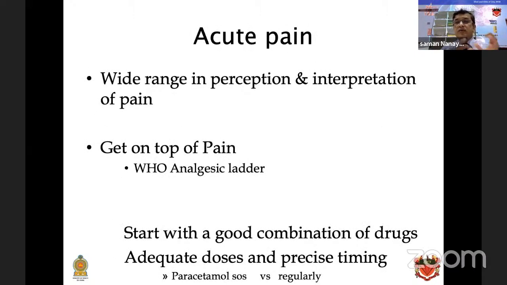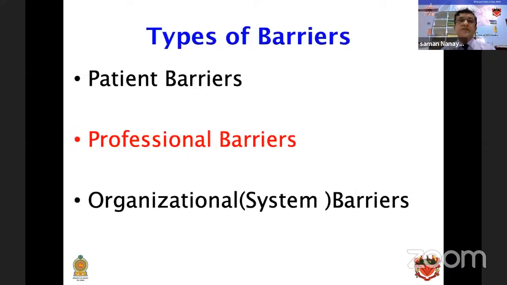So for the same surgery, different patients can have mild pain, moderate pain, or severe pain. That is because the world is different, society is different, pain perception is different. Don't compare 2 patients. That patient didn't have that much pain with this surgery. How can this patient have this much pain? So the patients are different. There are many types of barriers for pain management: patient barriers, professional barriers, organizational barriers.